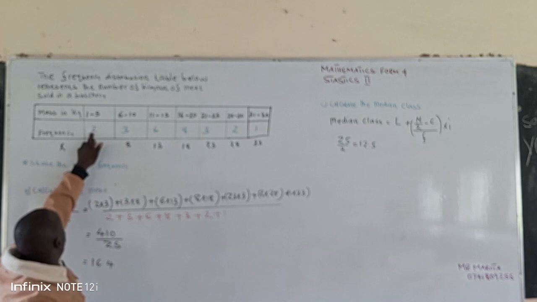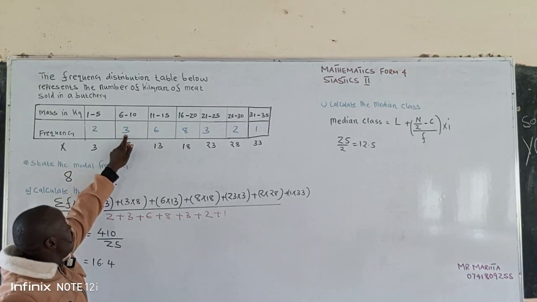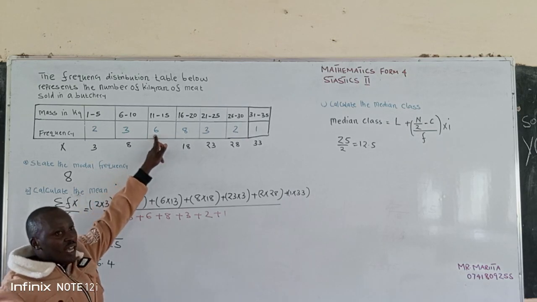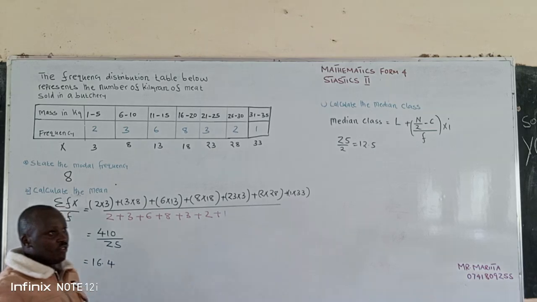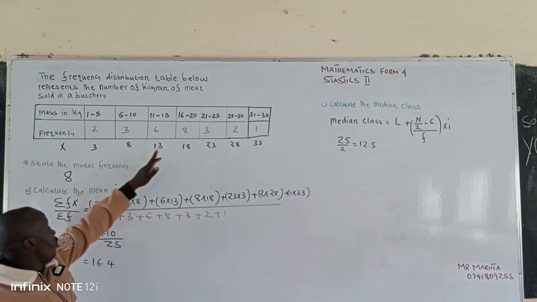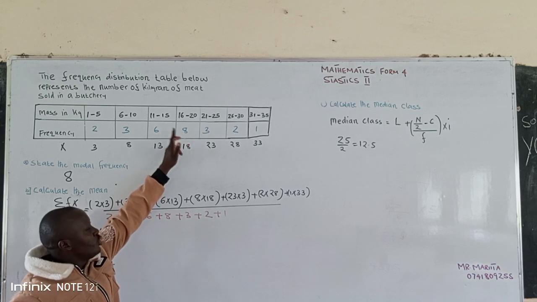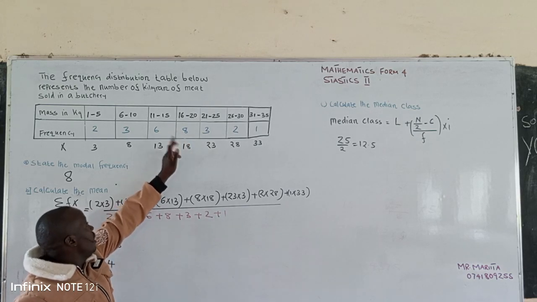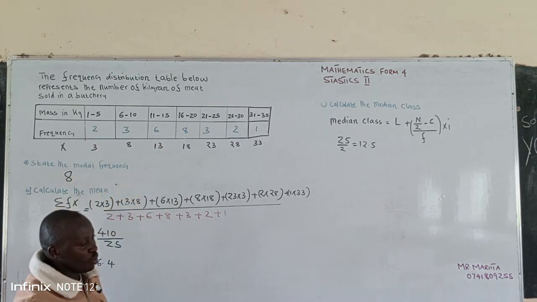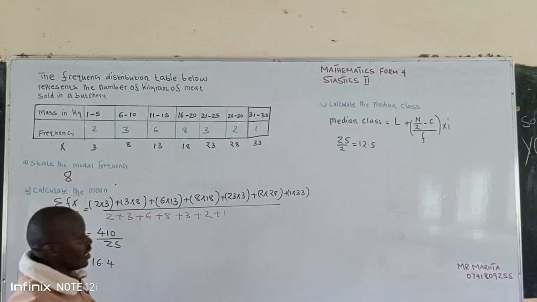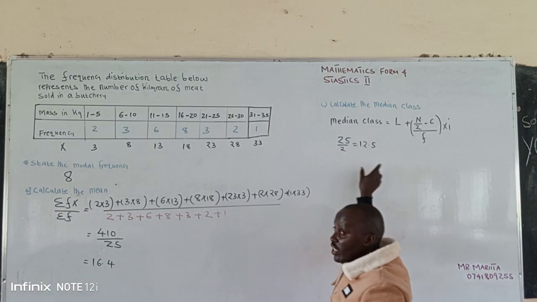If you take 2 plus 3, you get 5. 5 plus 6 gives us 11. So we are not yet at 12.5, so you have to move further, where we can add 8. We add 8 to 11, then we shall have 19. So our 12.5 falls within 19.